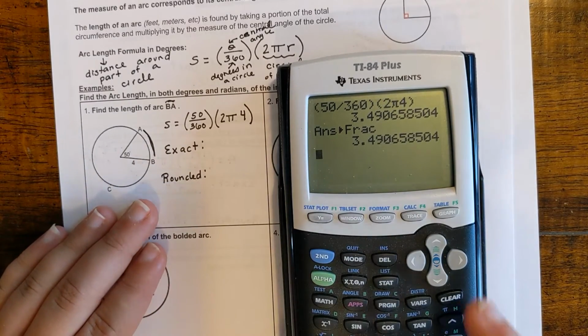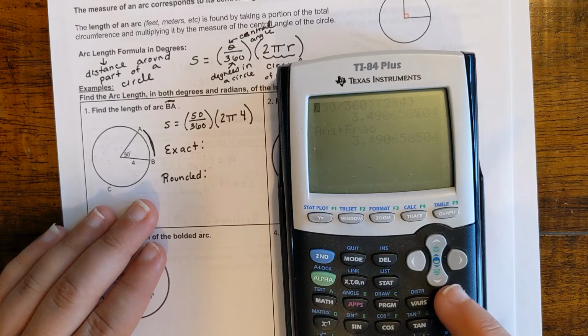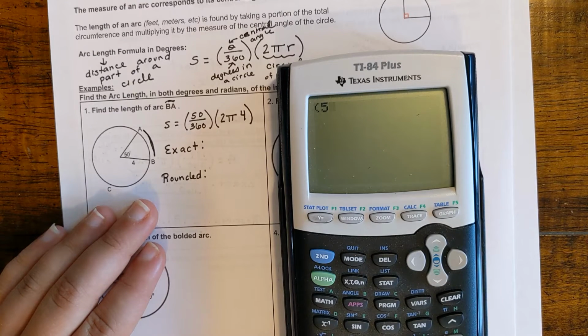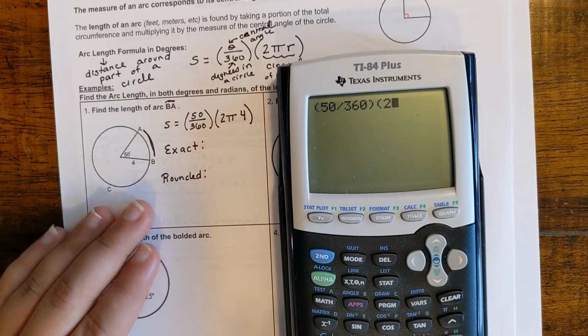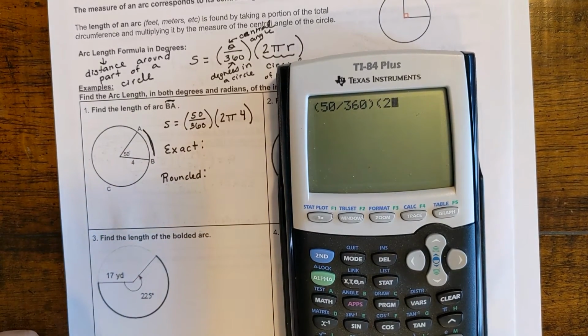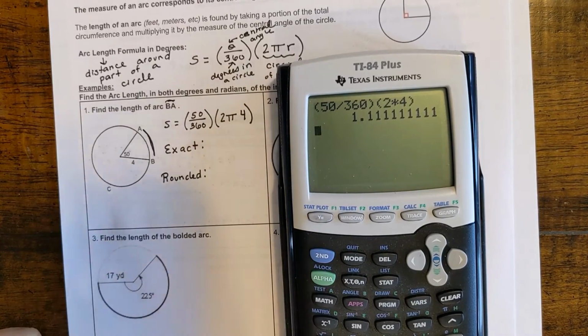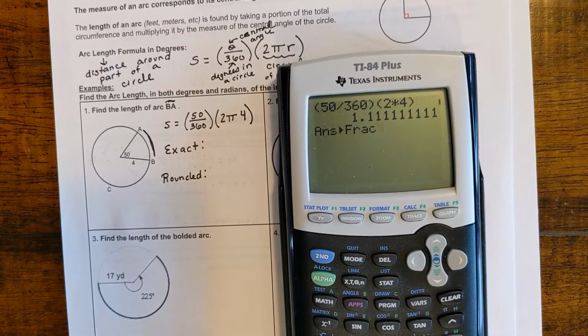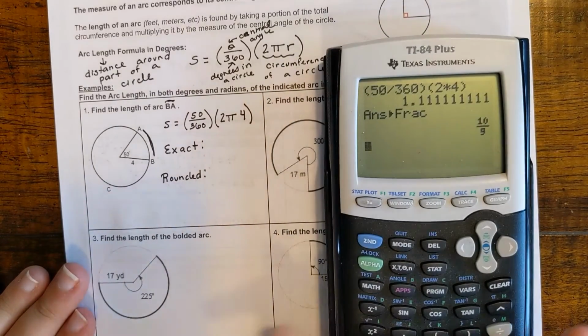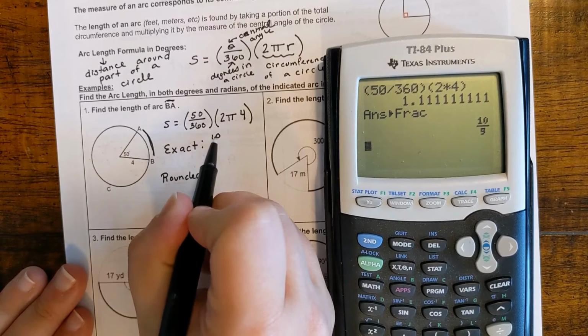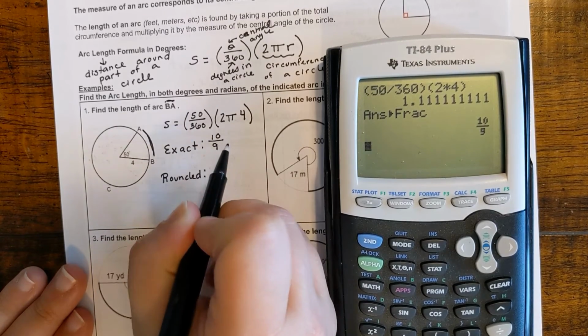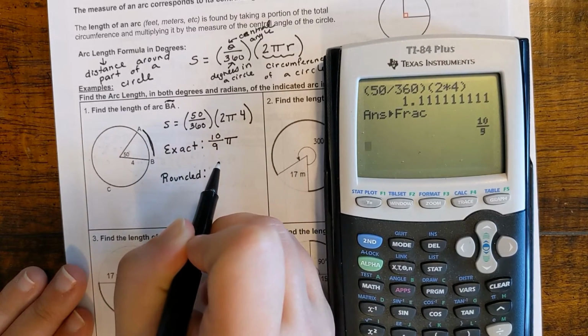Oh, I just realized my mistake. I did type in pi for an exact answer. Mrs. Kame did not follow her own instructions. So 50 divided by 360. And then instead of pi, since it's exact, we wouldn't do 2 pi 4. It would just be 2 times 4. My apologies. We are still getting a decimal that we don't want. So we hit math, enter, enter. And we will get an exact answer as a fraction. So 10 over 9. We're going to keep pi in our answer.